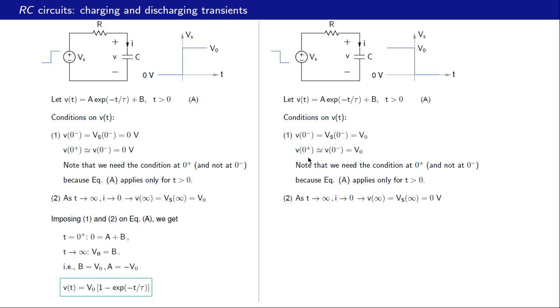So let us first get this condition, and to do that let us look at the circuit at t equal to 0 minus. What is the situation at t equal to 0 minus? Vs has been V0 for a long time. That means all the variables in the circuit have become constants. This V has become a constant, and therefore I, which is C dV/dt, is 0 at t equal to 0 minus. If I is 0, there is no voltage drop across R, and therefore this V is the same as Vs, that is V0. So that tells us that V at 0 minus must be equal to V0.